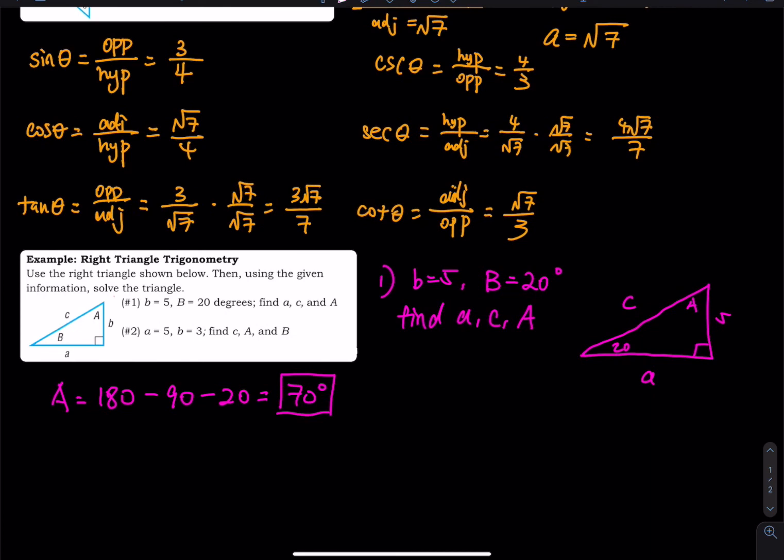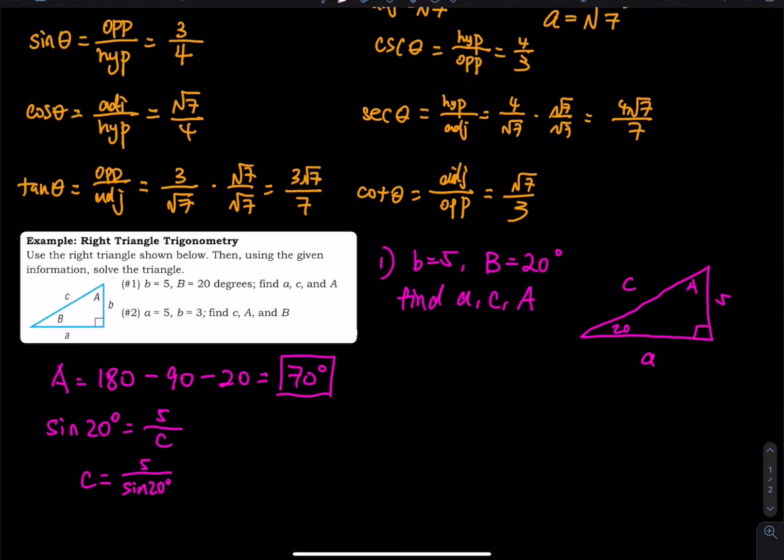And then for the A and C, let's do C first. So we can use SOH. So we have sine of 20 degrees, that is my theta. SOH, O is opposite, H is hypotenuse. And then you just need to solve for C. So C is equal to 5 divided by sine of 20 degrees. One thing that you have to set in your calculator is, sine of 20 degrees is in degree mode. So you have to set your calculator to degree mode.